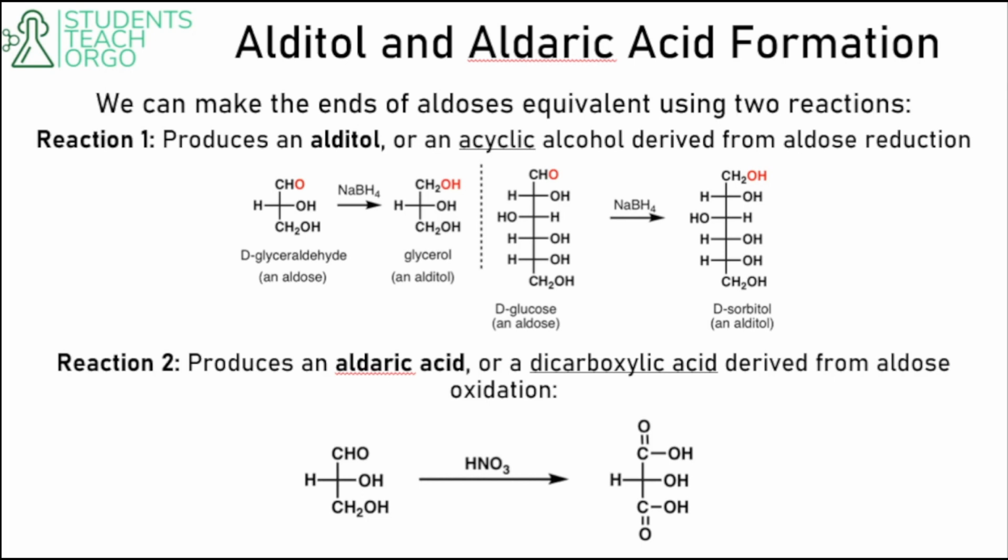So in aldoses, we can make the ends, so the aldehyde ends, equivalent to the other end. And this produces an alditol. And basically we just use NaBH4. So this is just a genuine reduction. And this is an acyclic alcohol. So please remember this is acyclic. This is going to exist only in the linear form now because it cannot cyclize, it cannot form that hemiacetal.